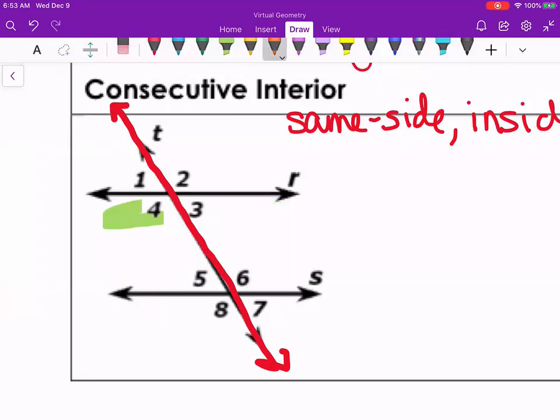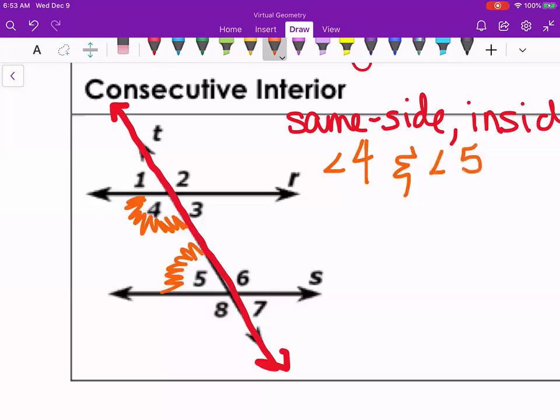So let's start off maybe with angle 4. All right, angle 4 is on the left side of the transversal, so I need another angle on the same side, on the left. So again, it can't be angle 1 because angle 1 is a linear pair. We've got 5 or 8. Well, it cannot be 8 because 8 is in the exterior. So 5 is my other option here. So angles 4 and 5.